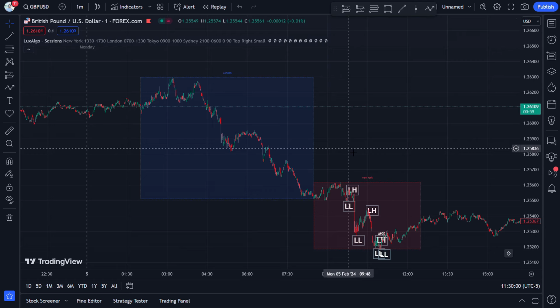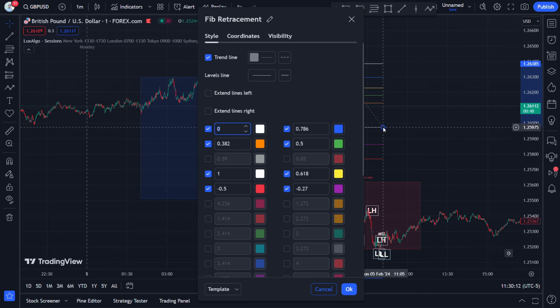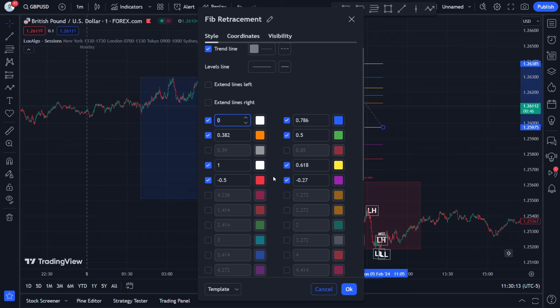So when the market structure shift happens, after that we are going to be entering off of a fair value gap or a Fibonacci retracement level. For instance, the levels for the Fibonacci that we are going to be using are going to be these ones. You can paste these exact same Fibonacci retracement levels on your chart as well.